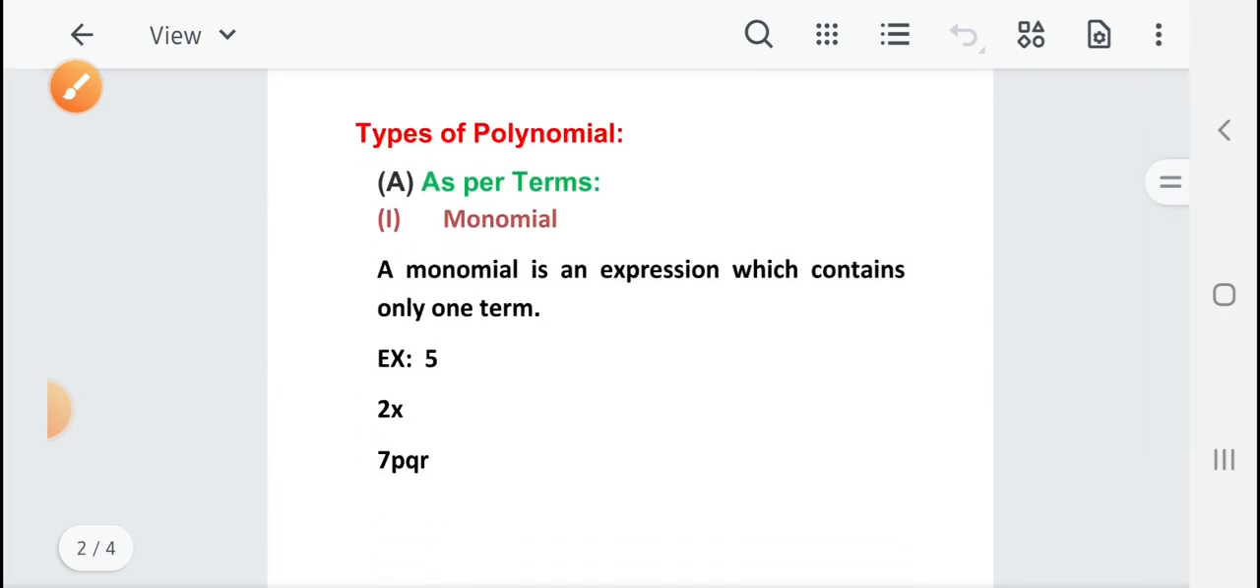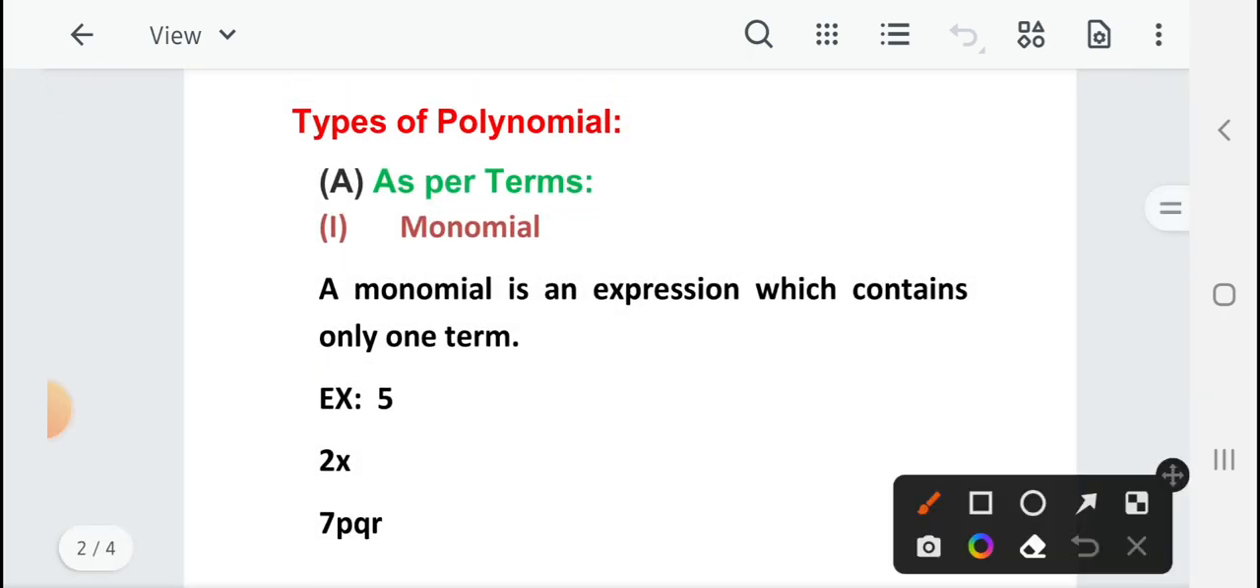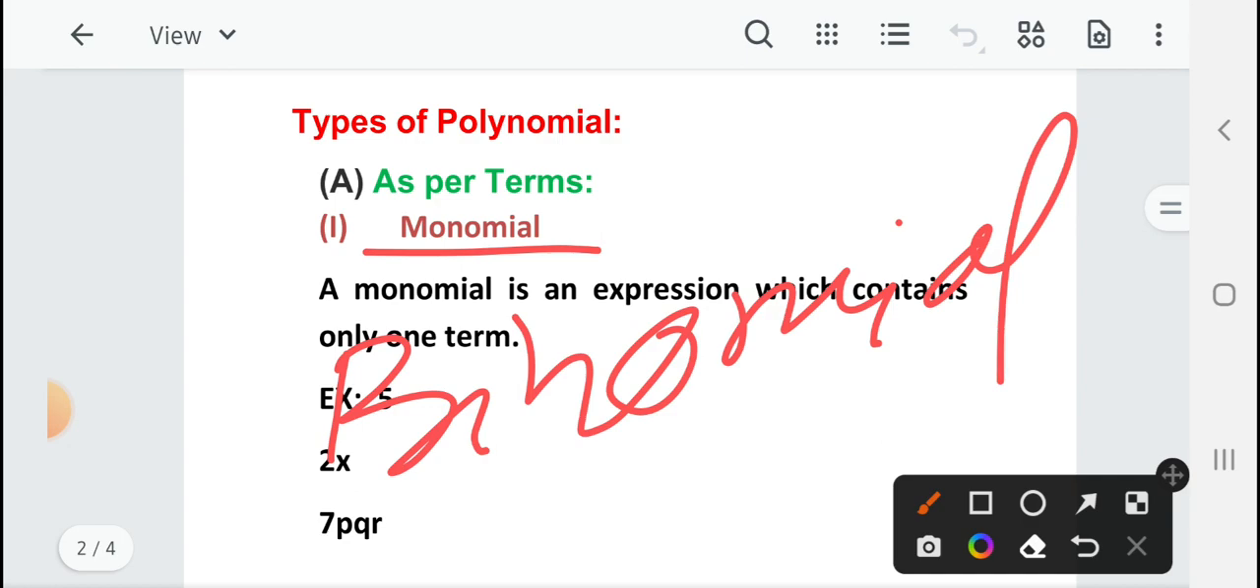Then types of polynomials. What are the different kinds of polynomials? In class 9 we discussed that polynomials can be categorized as per the terms and as per the variables also. First we are going to revise as per the terms. As per the terms, polynomials can be categorized as monomial, binomial, trinomial. These are the categories under the as per the terms category.